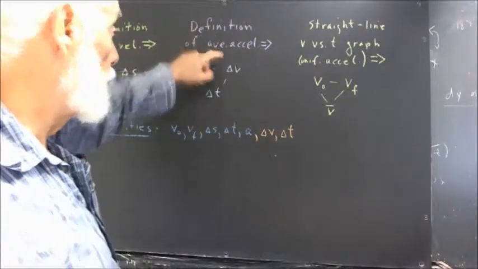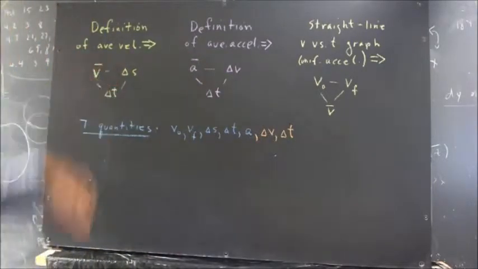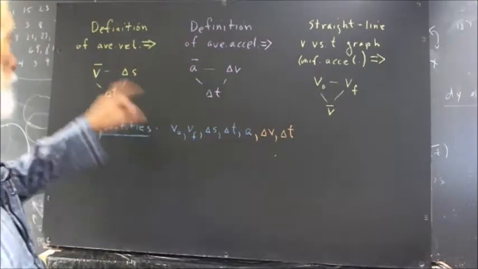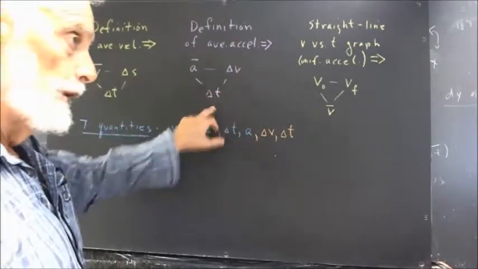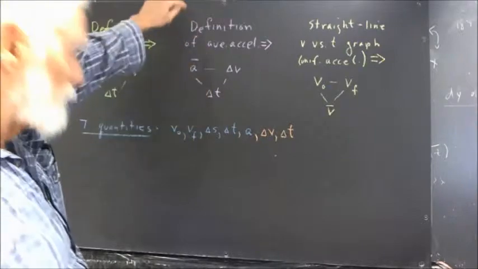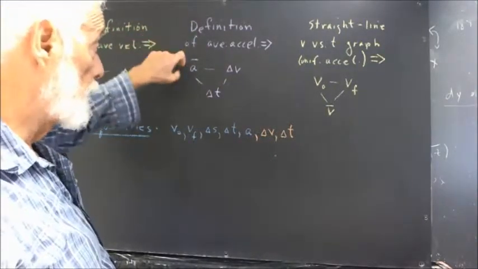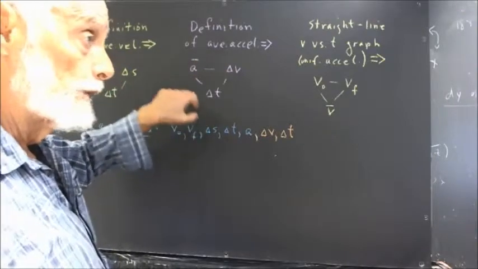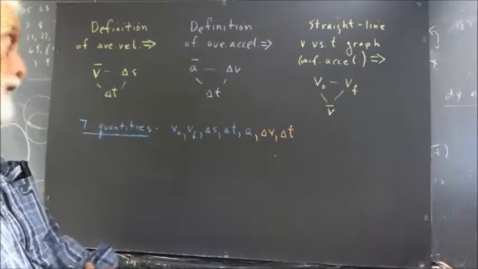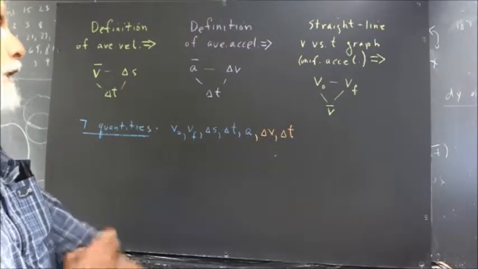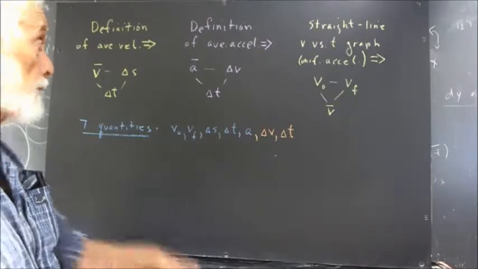Okay, the definition of average acceleration gives us a triangle that looks almost like this one, except that instead of v bar and delta s, we have a bar and delta v along with delta t. Again, I'm not going to go over how the definition of average acceleration relates to these three quantities. It's very straightforward, and you do need to be able to do that. That's addressed elsewhere, in the videos and in class notes and in documents.